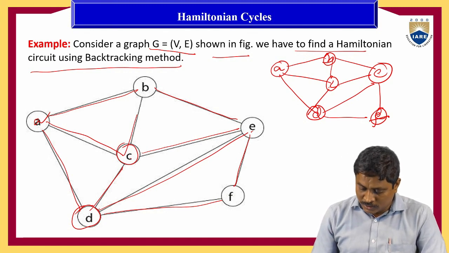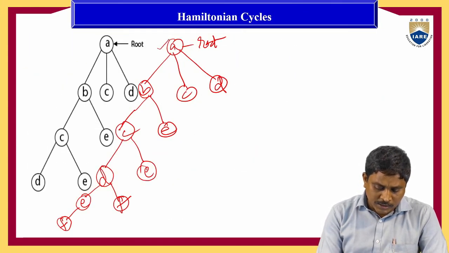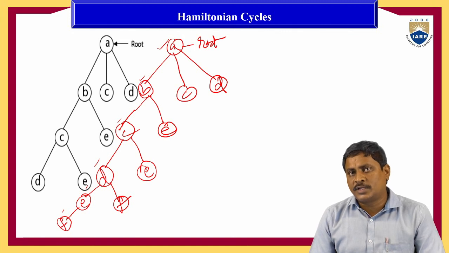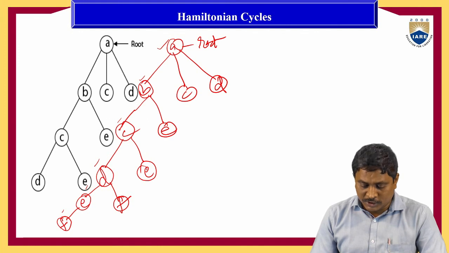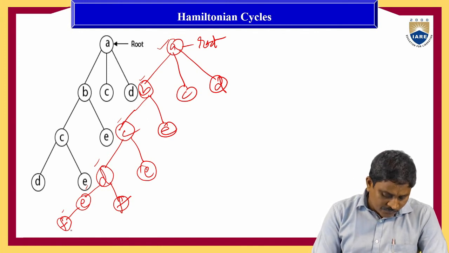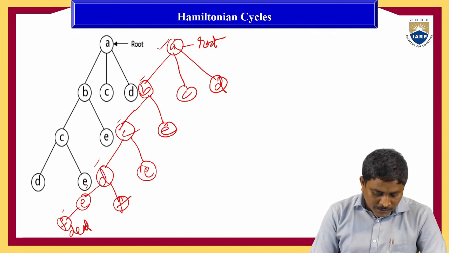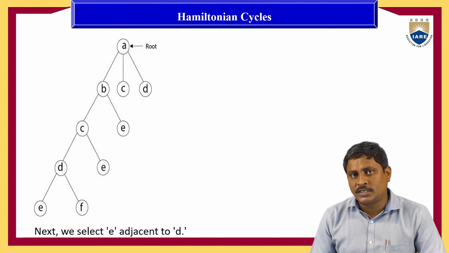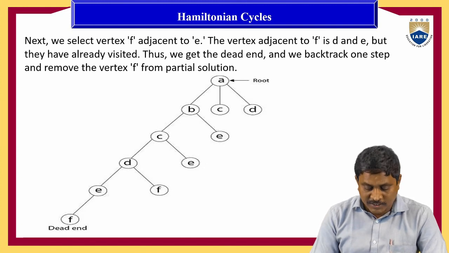Now here we see that in this tour, observe that A visited, B visited, C visited, D visited, E visited, F visited. F to A, there is no direct route again to come back to the same starting point without repeating any vertex. So if there is no direct route from F to A, this forms a dead end or dead node. Next we select E adjacent to D. Now it forms a dead end.